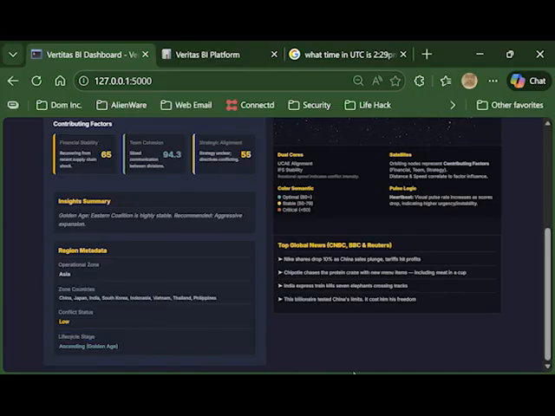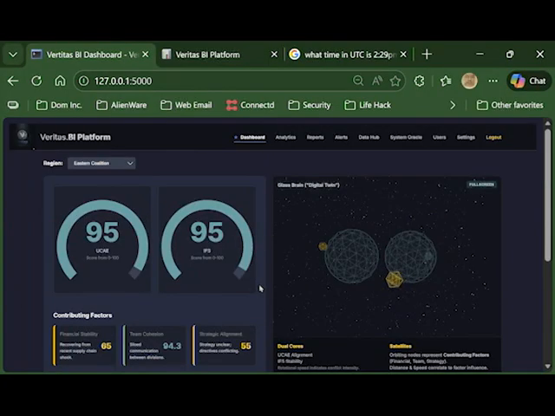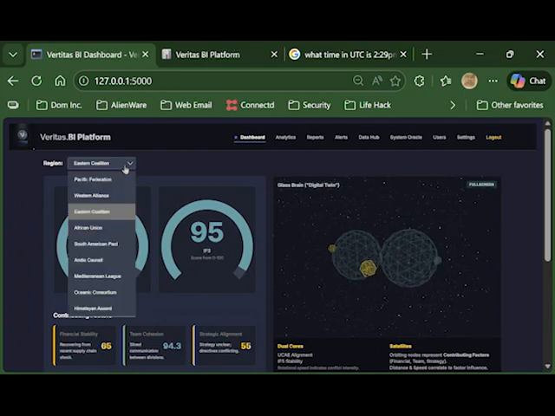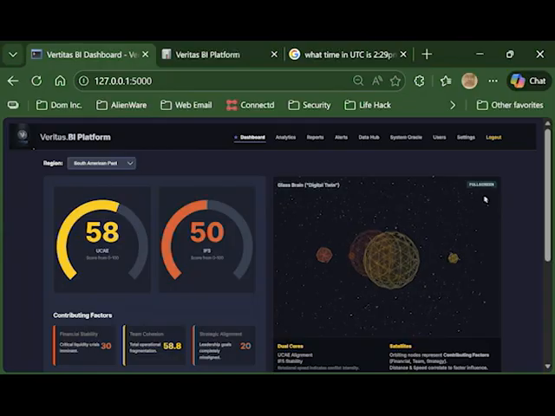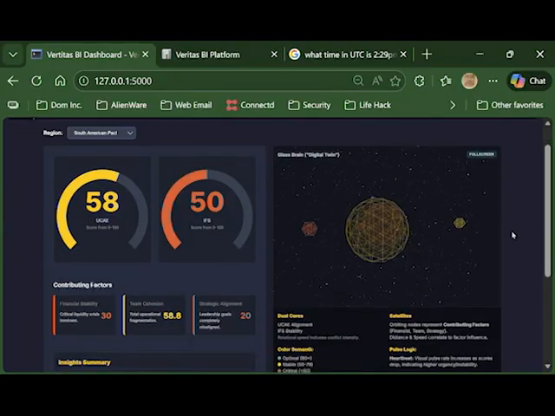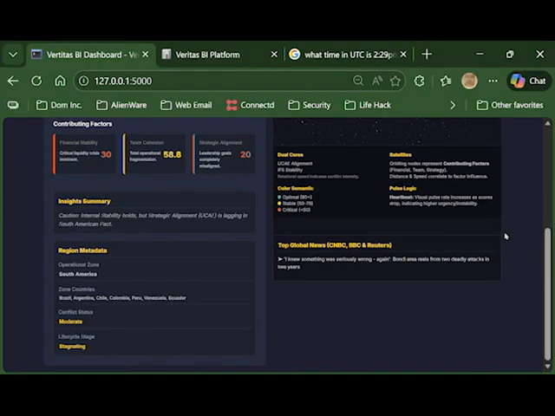Instant context shift. When we switch regions, the entire dashboard, including the 3D model, the metadata, and the life cycle stage, resynchronizes. We move from ascending to stagnating instantly. Live intelligence.